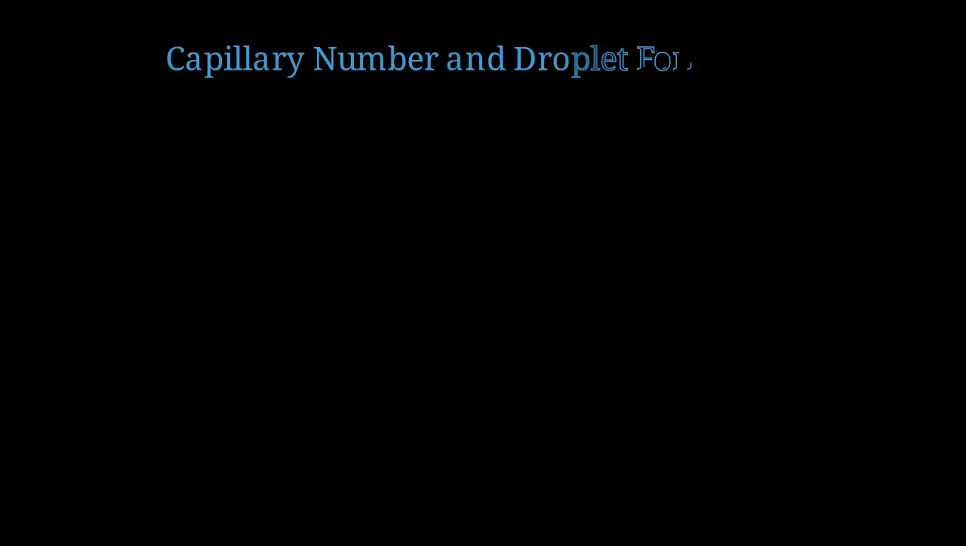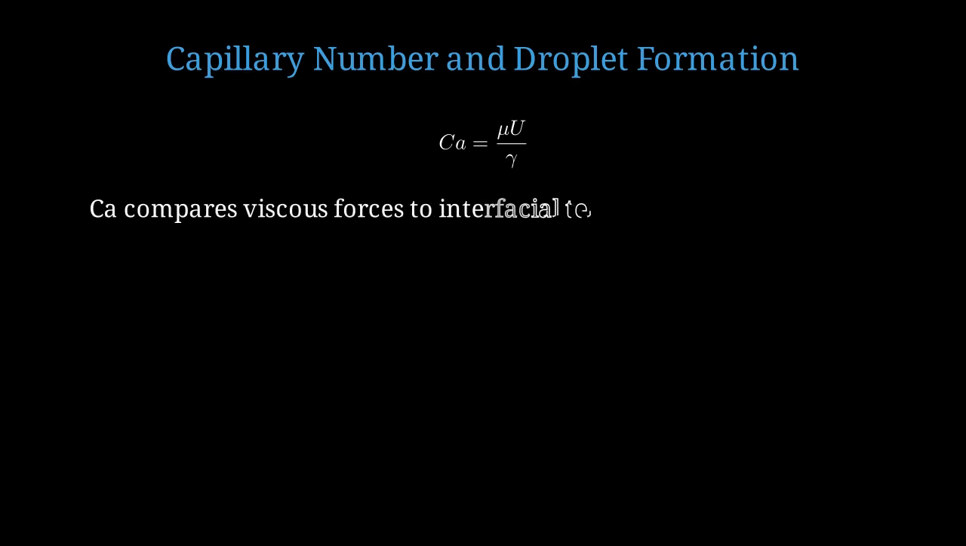There's an important dimensionless number that governs droplet formation, the capillary number. The capillary number equals mu u over gamma, where mu is the dynamic viscosity, u is the characteristic velocity, and gamma is the interfacial tension. The capillary number compares viscous forces that want to deform the interface to interfacial tension forces that want to keep it spherical.